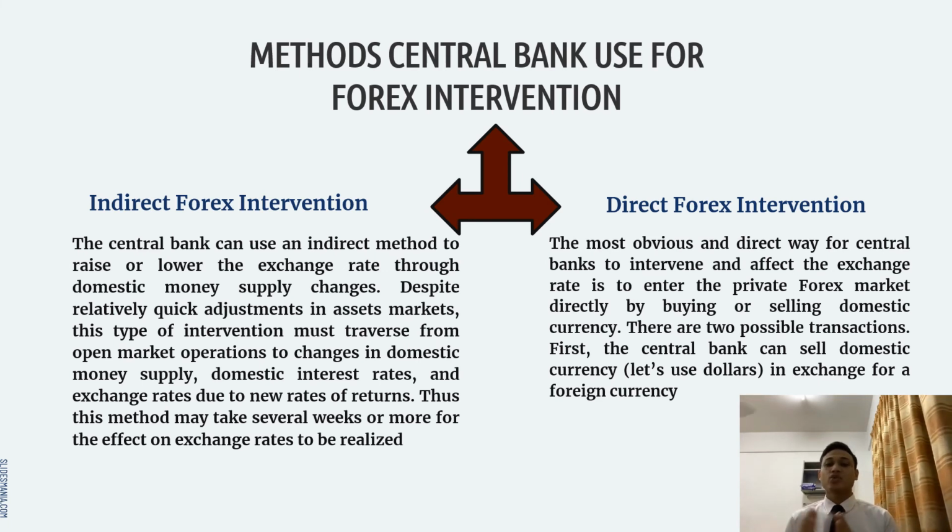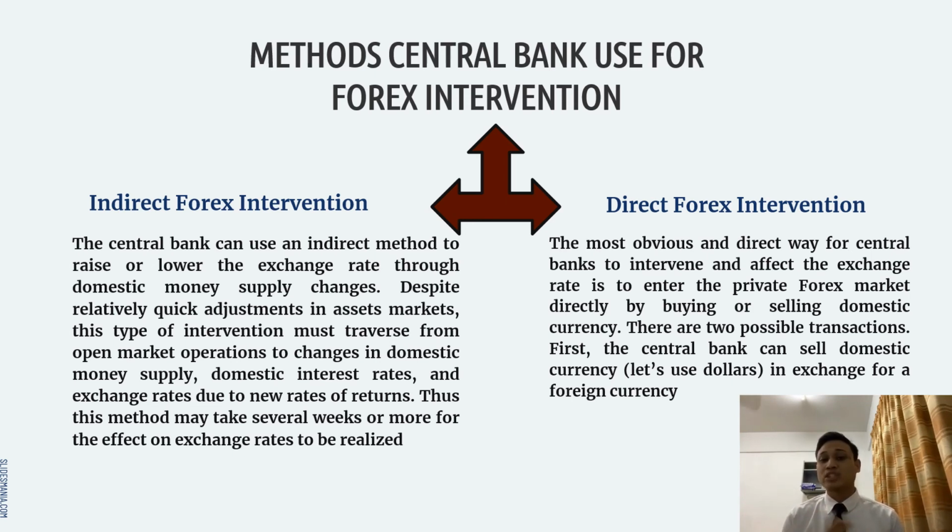Despite relatively quick adjustment in asset markets, this type of intervention must traverse from open market operations to changes in the domestic money supply, domestic interest rate and exchange rate due to new rates of return. Thus, this method may take several weeks or more for the effect on the exchange rate to be realized. So the most obvious and direct way for a central bank to intervene and affect the exchange rate is to enter the private forex market directly by buying or selling domestic currency.